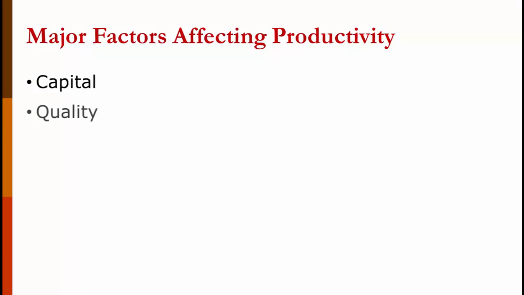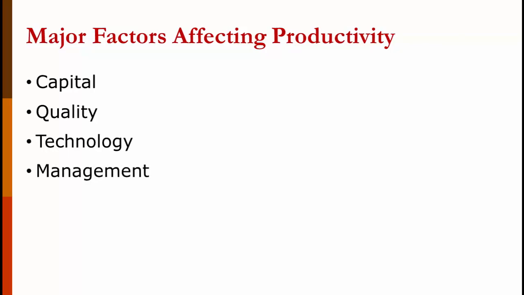Quality improves productivity. What it does is increase the numerator. The higher your quality, the lower your rejects. The lower your rejects, the higher your output for the same level of inputs. Technology can increase your productivity as well. We've talked about that in prior lessons. It can increase your yield, it can increase your output, and it can increase your quality. Having good management that makes the right kinds of decisions can also increase your productivity.